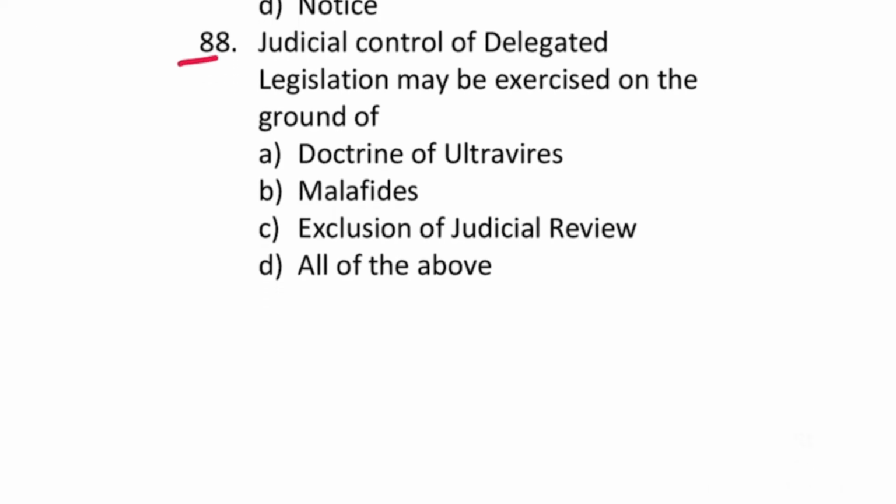Next 88, judicial control of delegated legislation may be exercised on the ground of doctrine of ultra vires, mala fide, exclusion of judicial review. All of the above. D is the answer.